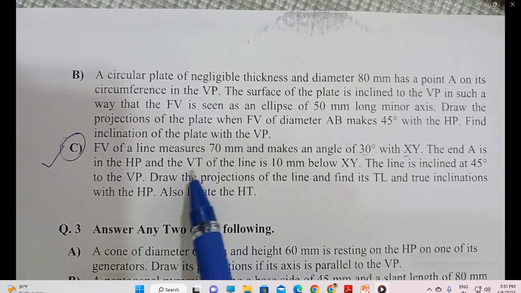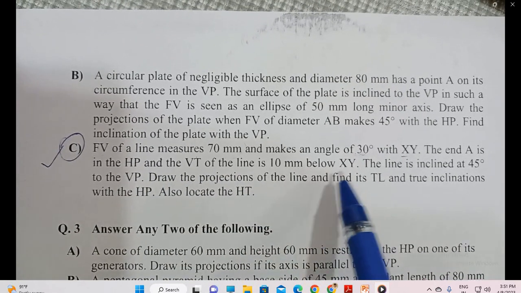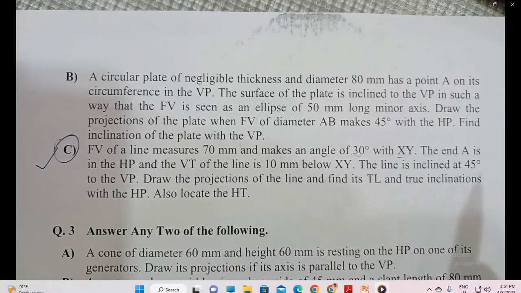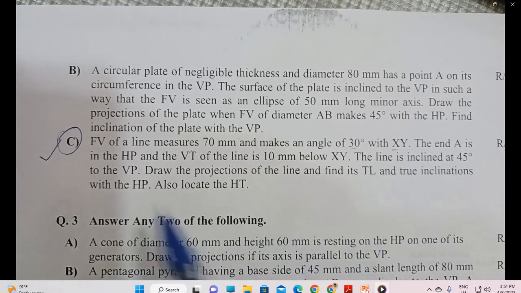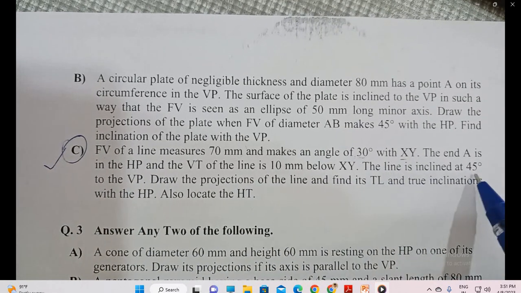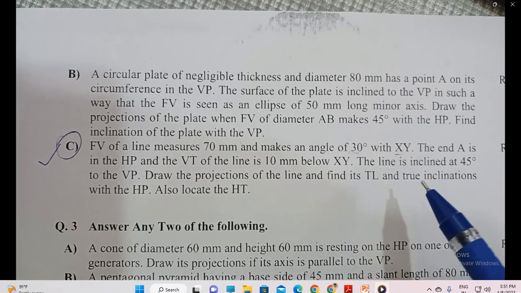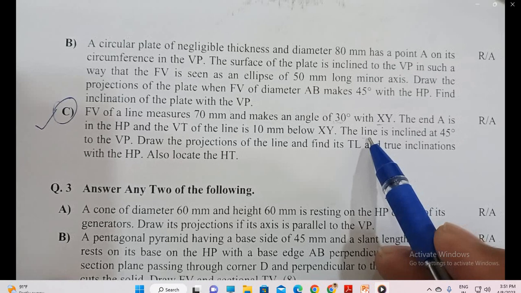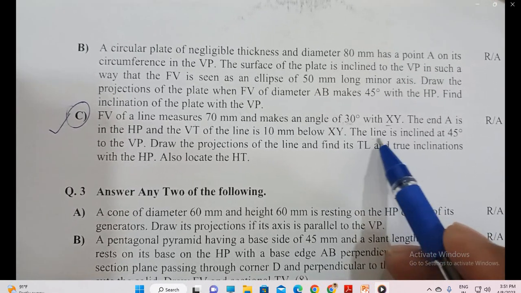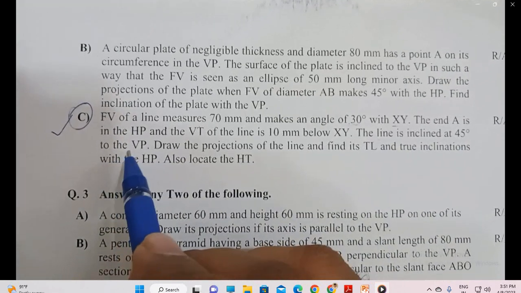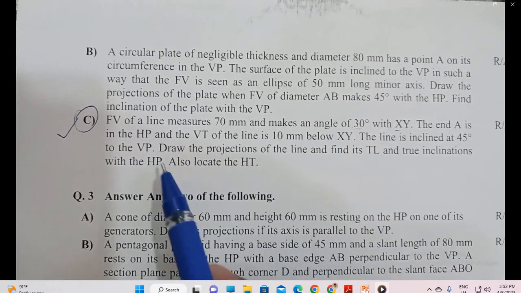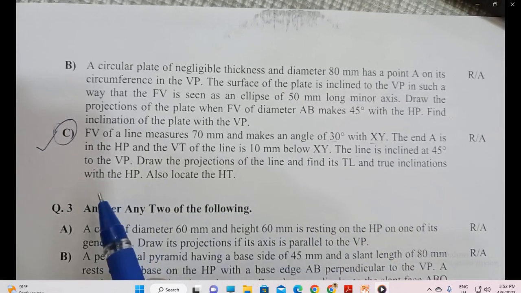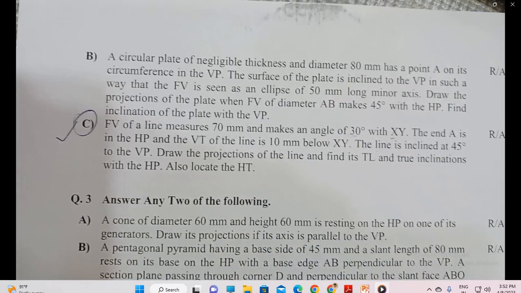The next part is the VT, the vertical trace of the line, which is 10 mm below the XY line. The line is inclined at 45 degrees to the VP. Line inclined 45 degrees means the line makes an angle in the top view. The true angle of the top view is 45 degrees with respect to the vertical plane, means with respect to the XY line. Draw the projections of the line and find the true length, true inclination with HP, and also locate the HT. So this is the question.